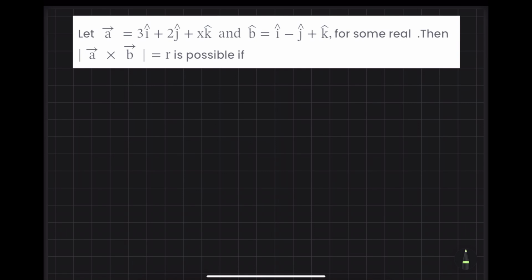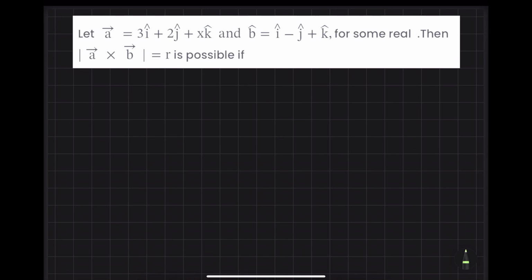So, we got a wholesome new problem. It says let vector A equal to this, vector B equal to this, for some real x. Then the magnitude of A cross B equals r. So they are talking about the magnitude of A cross B, and it is possible if... you have to tell me the range of r.